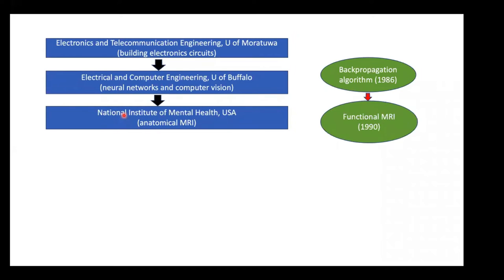At the same time, functional MRI was invented. Functional MRI is different from anatomical MRI. Anatomical MRI is the normal MRI that you normally talk about. With functional MRI, you see where the brain is acting. Functional MRI images are taken when you are working, when you are doing a task. So you can see the brain lighting up.